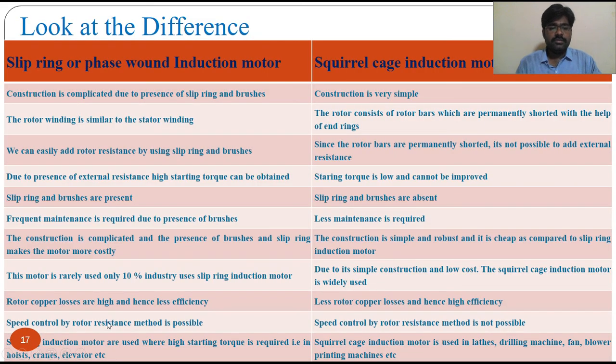Slip ring induction motors are used where high starting torque is required, that is in hoists, cranes and elevators. Wherever we require high starting torque, there we go for slip ring induction motors. For example, in cranes the starting torque requirement is very high, so there we use slip ring induction motors.